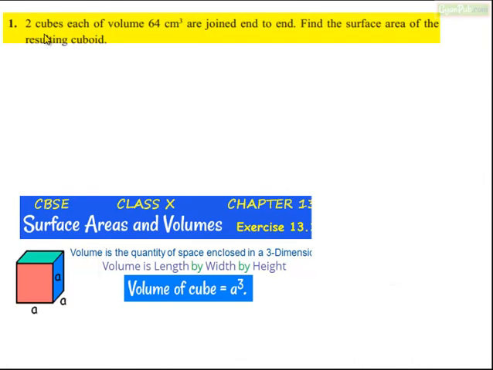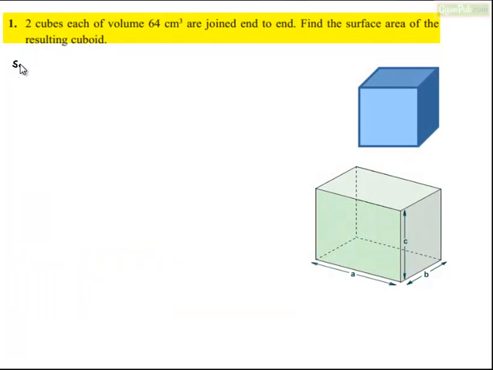Coming to the first question: two cubes, each of volume 64 cm³, are joined end to end. Find the surface area of the resulting cuboid. Now, moving on to the solution. It is given that two cubes, each of volume 64 cm³, are joined end to end.